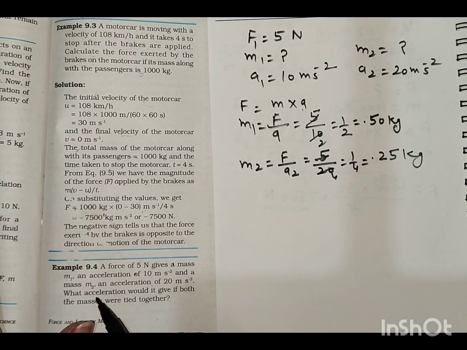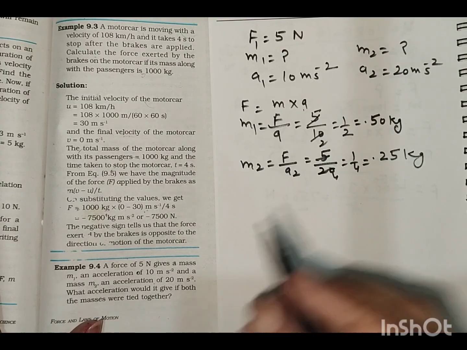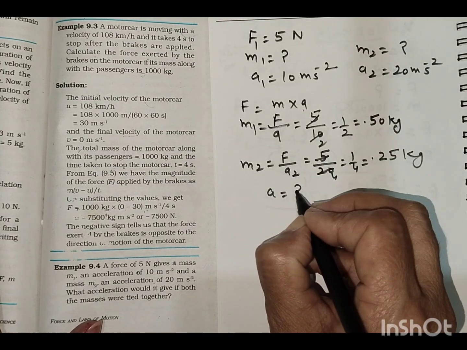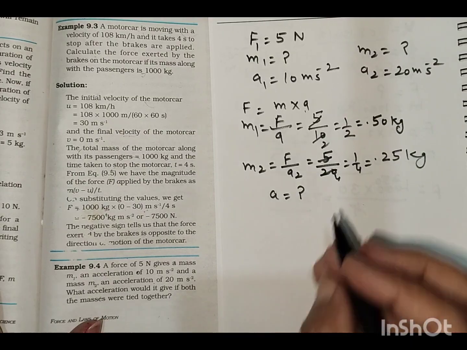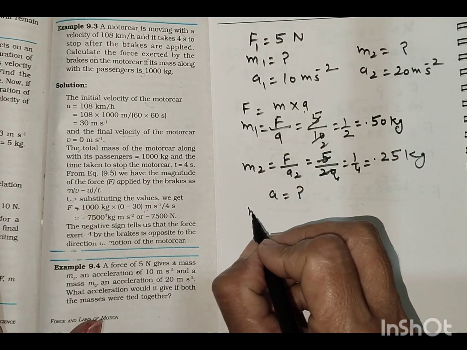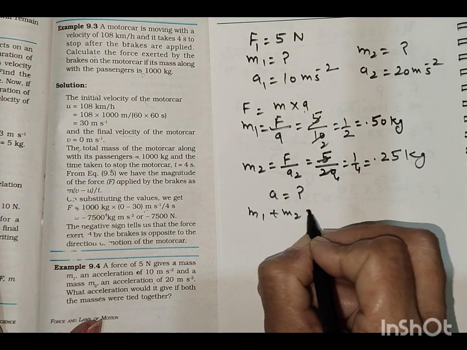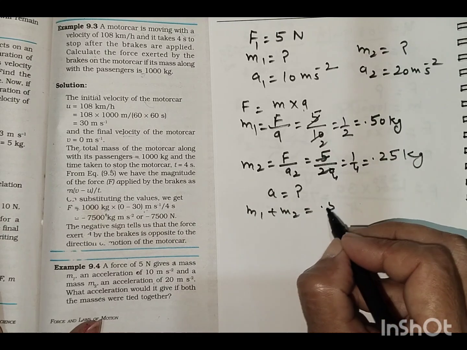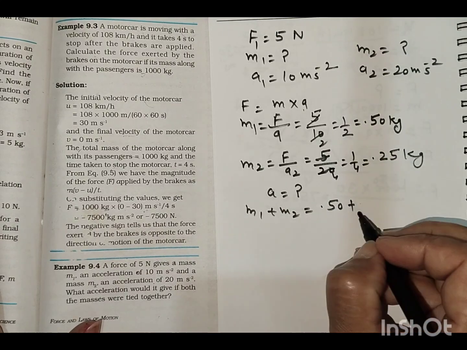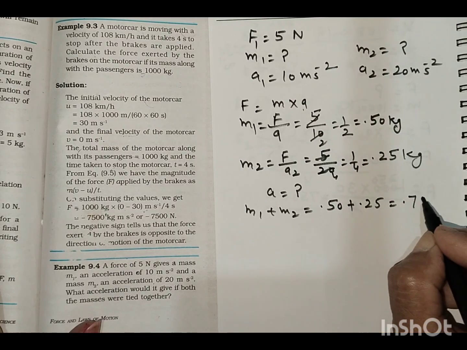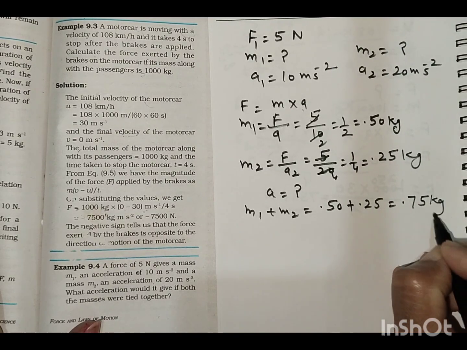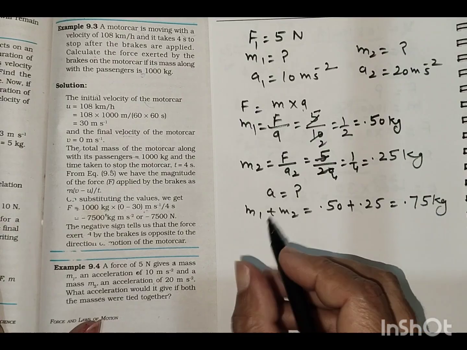Now they are asking what acceleration would it give. We have to find out the acceleration if both the masses were tied together, M1 plus M2. M1 is 0.50 kilogram and M2 is 0.25 kilogram. This becomes 0.75 kilogram.